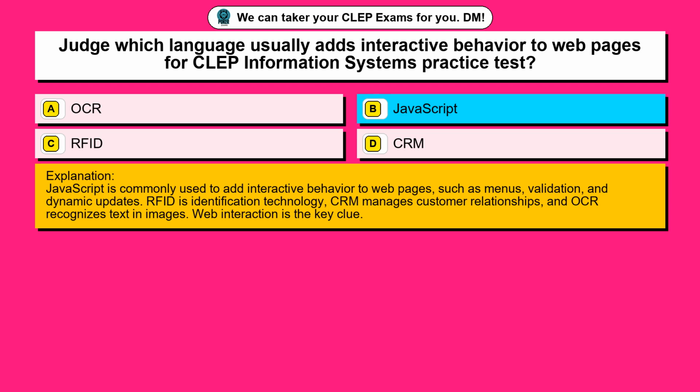JavaScript is commonly used to add interactive behavior to web pages, such as menus, validation, and dynamic updates. RFID is identification technology, CRM manages customer relationships, and OCR recognizes text and images. Web interaction is the key clue.